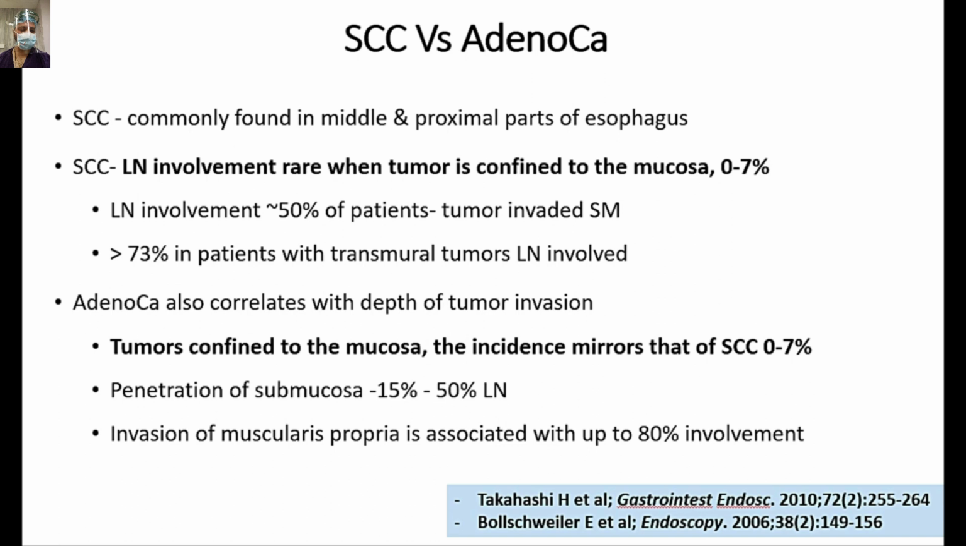In adenocarcinoma, lymph node involvement also correlates with the depth of tumor invasion. For tumor confined to the mucosa, the incidence mirrors that of squamous cell carcinoma, that is 0 to 7%. With penetration of the submucosa, there is 15 to 50% lymph node involvement, and invasion of the muscularis propria has up to 80% involvement of the lymph nodes in adenocarcinoma.